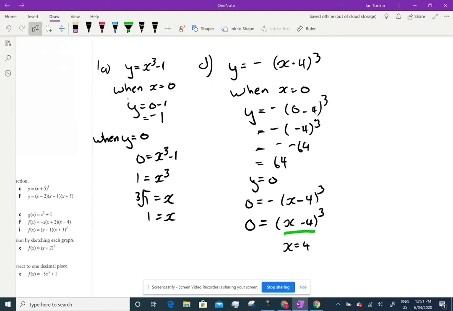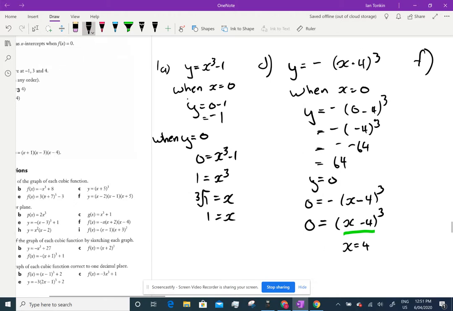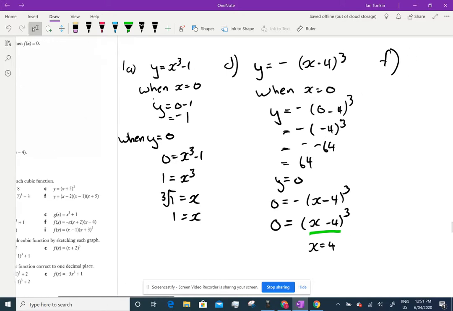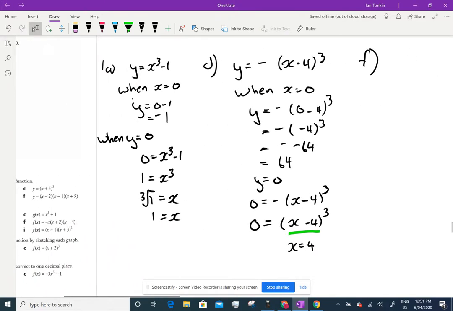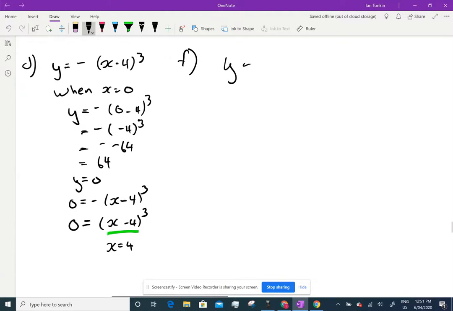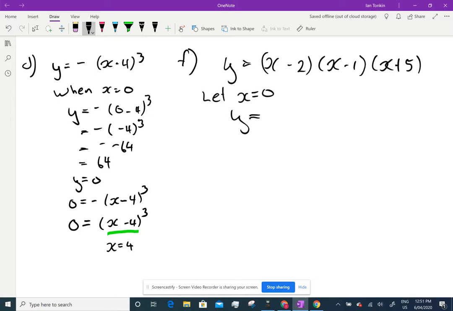F. If I have a go at F, and you have a go before me, y equals x minus 2, x minus 1, x plus 5. Y equals x minus 2, x minus 1, x plus 5. Now if I let x equals 0, I'm going to get y equals, well, 0 minus 2, negative 2. 0 minus 1, negative 1. 0 plus 5 is 5. Oh, y is going to equal 10.